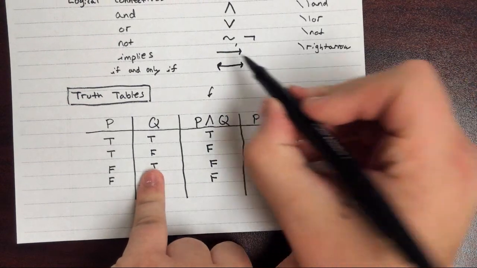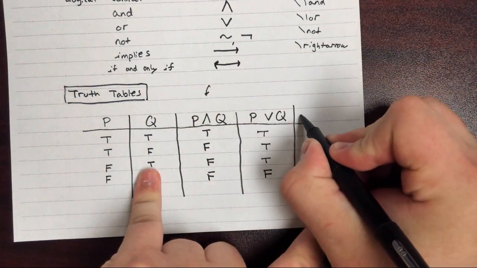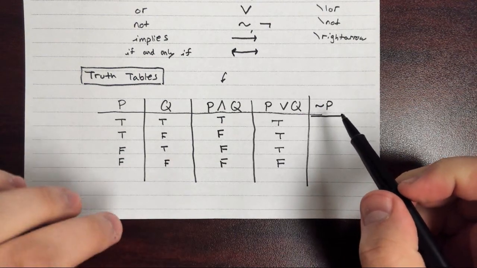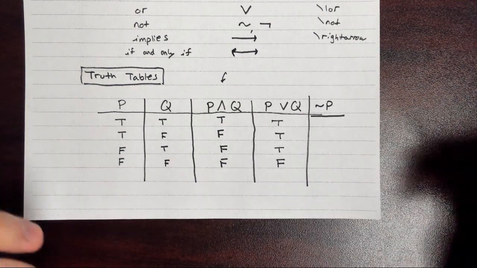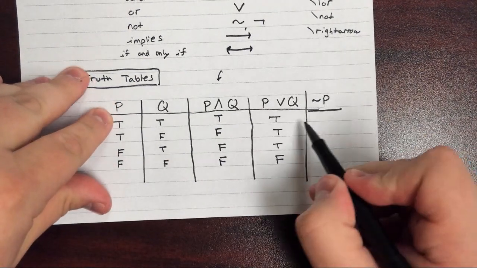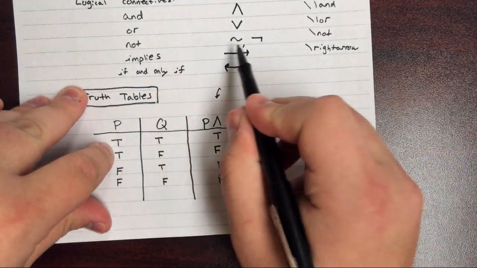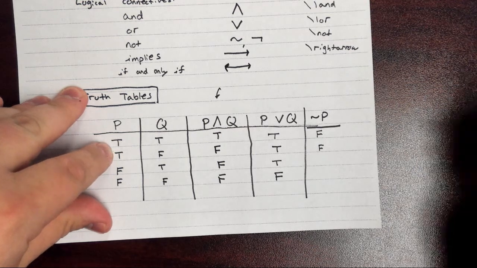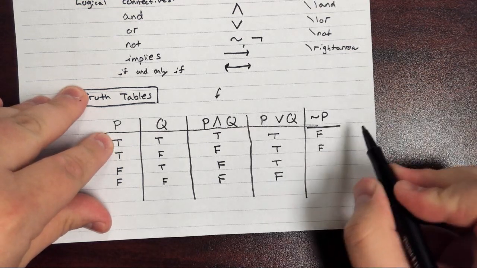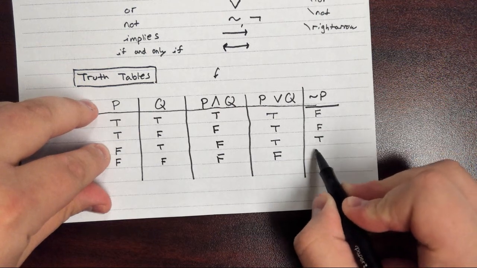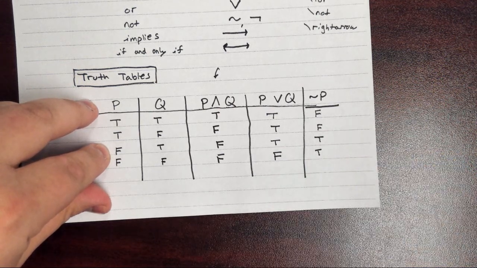Let's do the negation. So the not. Let's do not P. So negation means you're going to take the opposite truth value from what you got. So if P is true, then not P is false. So it's the opposite truth value, yeah. Okay. So if P is true, then not P is false. Or if P is false, then not P would be true. That's what negation means.